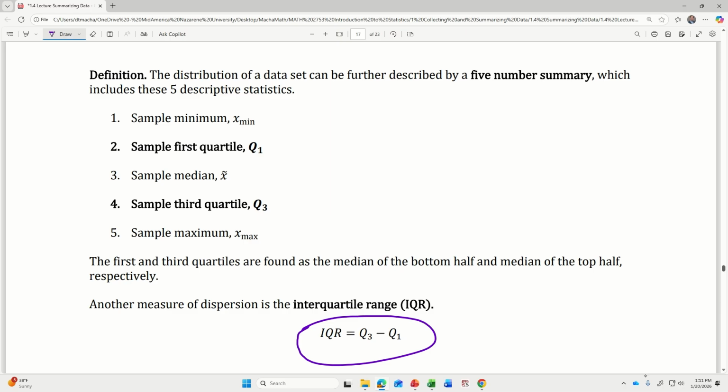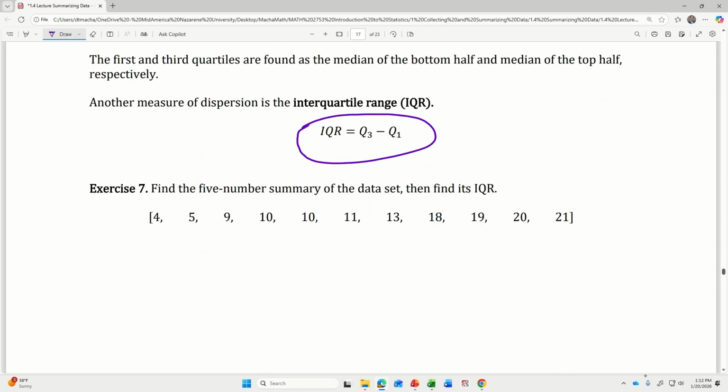We'll do at least one example. Exercise 7 says, find the 5-number summary of the data set, then find its IQR. So first, order the set from least to greatest. Very conveniently, we've already ordered this set of numbers from least to greatest. How many numbers do I have? 1, 2, 3, 4, 5, 6, 7, 8, 9, 10, 11.